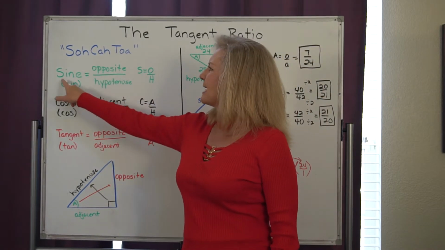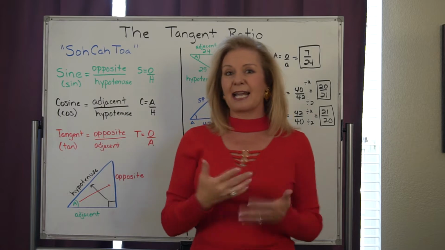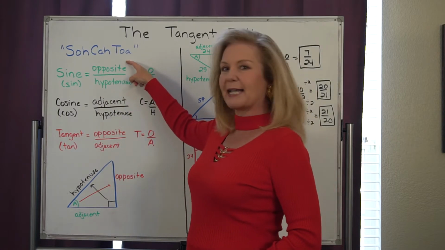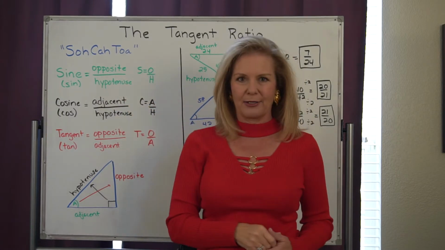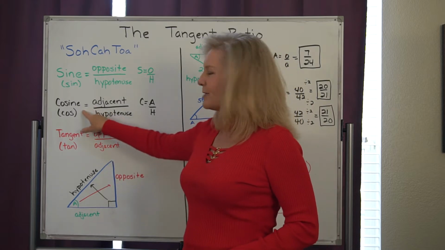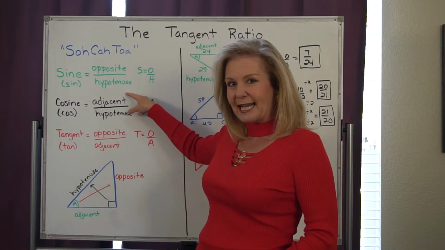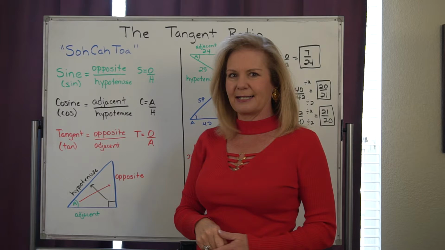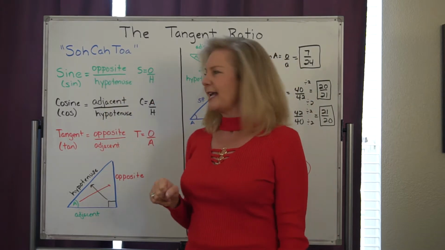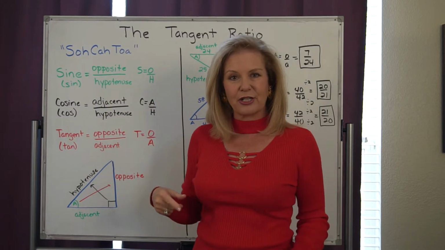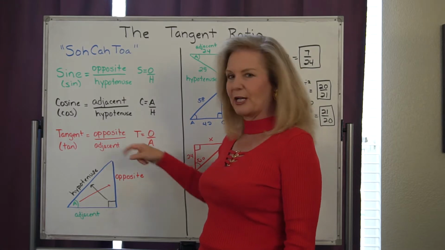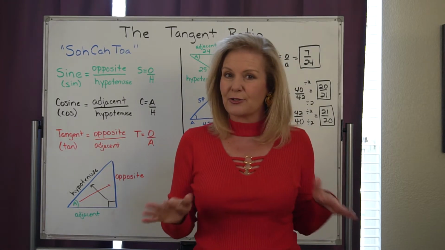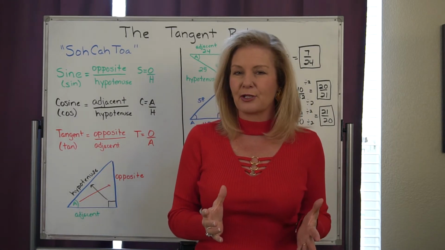Well, the SO stands for sine because the sine's ratio is the opposite side length compared to the hypotenuse side length. Cosine is the adjacent side length compared to the hypotenuse side length. That's the CA. And the TOA is the tangent, which is the opposite compared to the adjacent. Now, these are ratios, so they're a comparison of two sides.